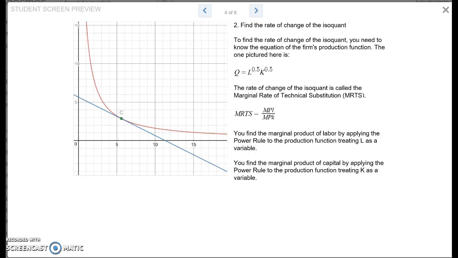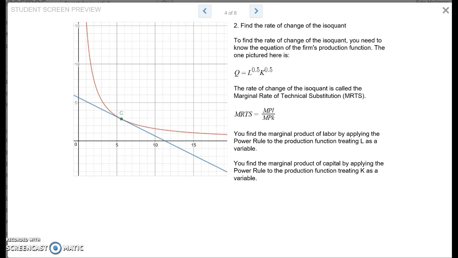Okay, so we need to find the rate of change of the isoquant. That's the red function in here. In order to do this, you're going to need a function for the isoquant. That's given right here. Quantity is equal to the amount of labor raised to the 1/2 times the amount of capital raised to the 1/2. So just like when we were dealing with indifference curves, the rate of change of an isoquant is going to be the derivative of the quantity function with respect to labor divided by the derivative of the quantity function with respect to capital.